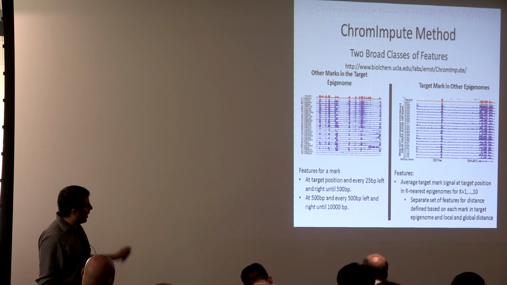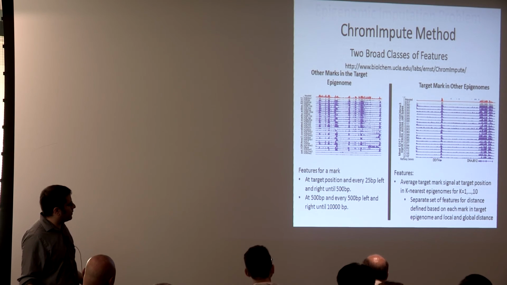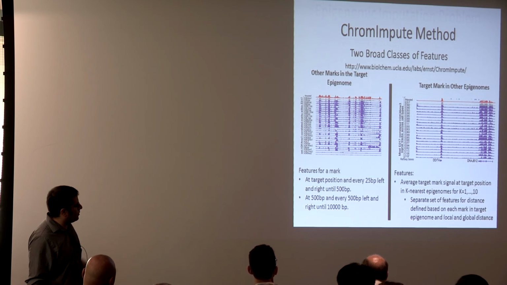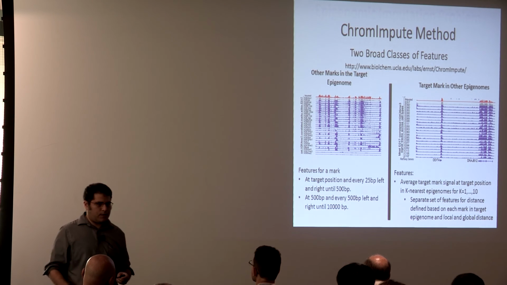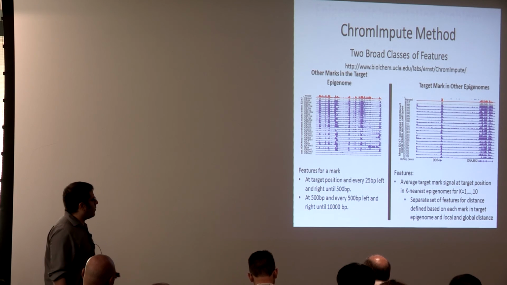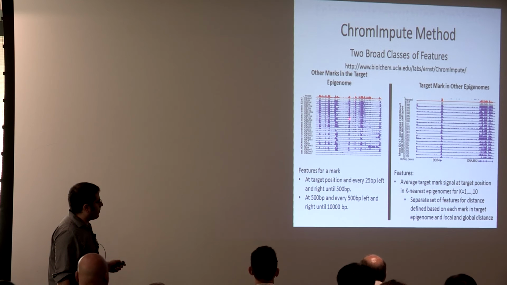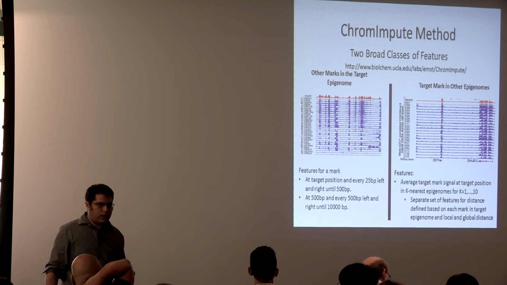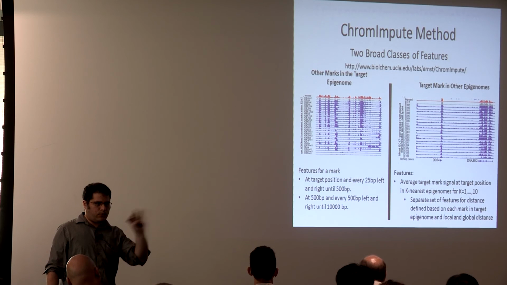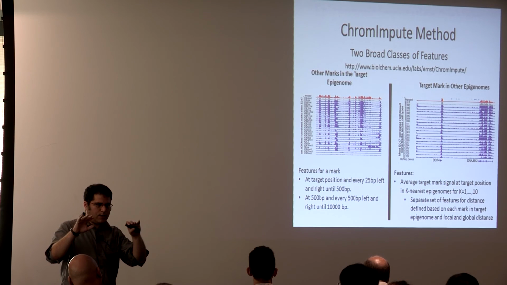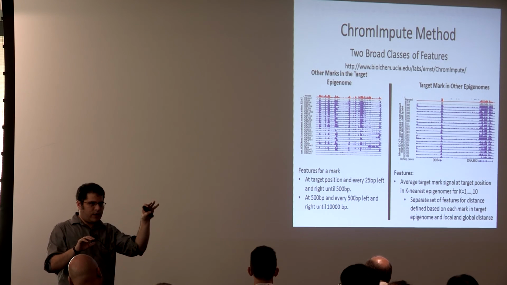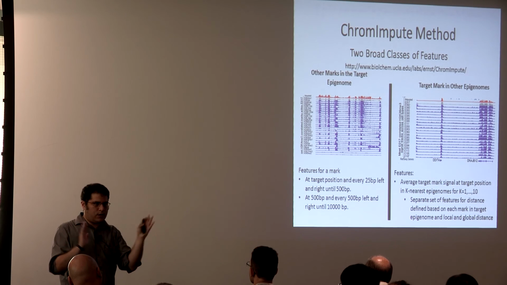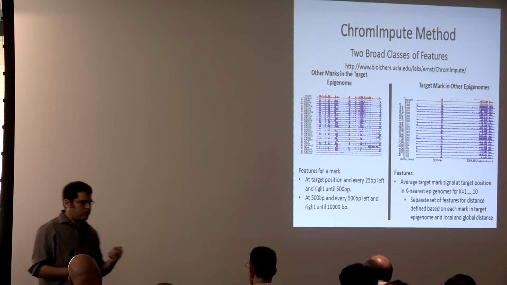And just to give you a high-level overview of our strategy for doing this, there's public software, ChromImpute, which implements this. We use 2 high-level classes of features for this. One is the other marks in that epigenome or cell type we're trying to predict. So that can inform us. If we have marks A and B mapped in a bunch of cell types, and then in a new cell type we just have mark A mapped, we can learn how mark A and B correlate or anti-correlate with each other, and then that would give us some information about mark B.